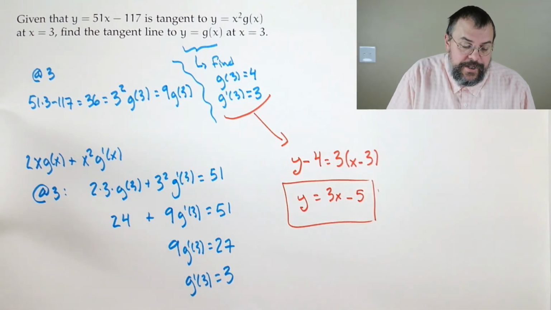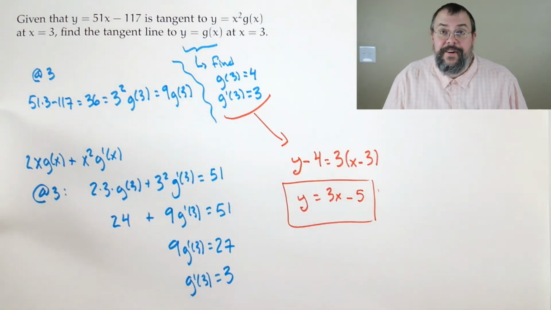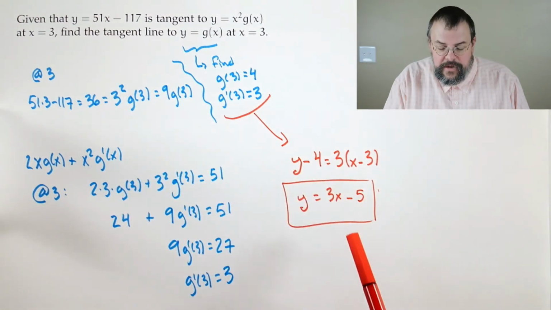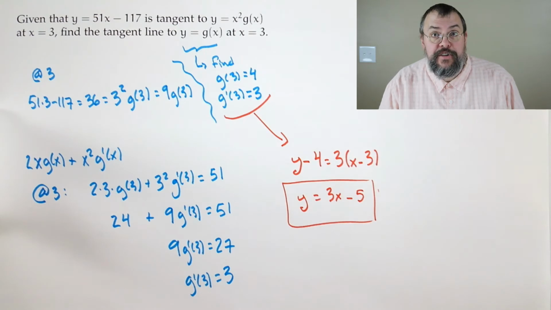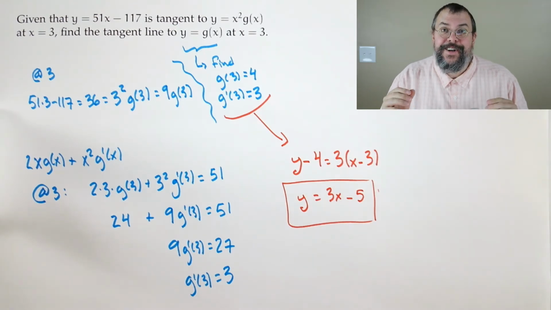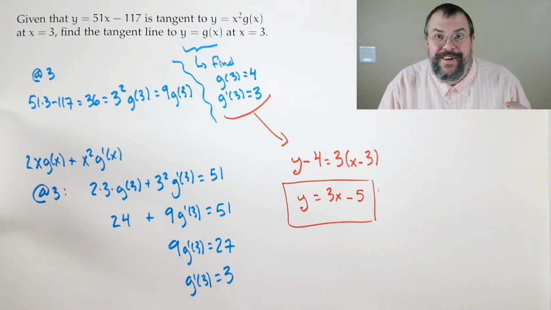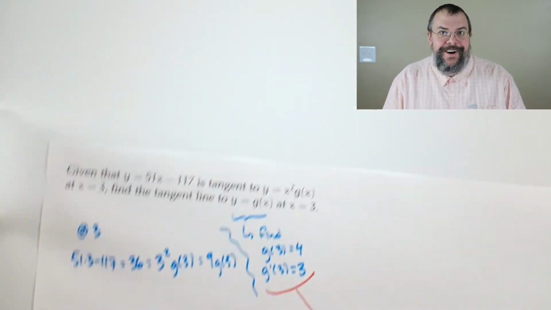So yeah, the original values, 51 and 117, they were like, ah! But like 3 and 5, yeah, it seems pretty reasonable. Good. Well, that's what you do. You work the problem. Work the problem. All right.